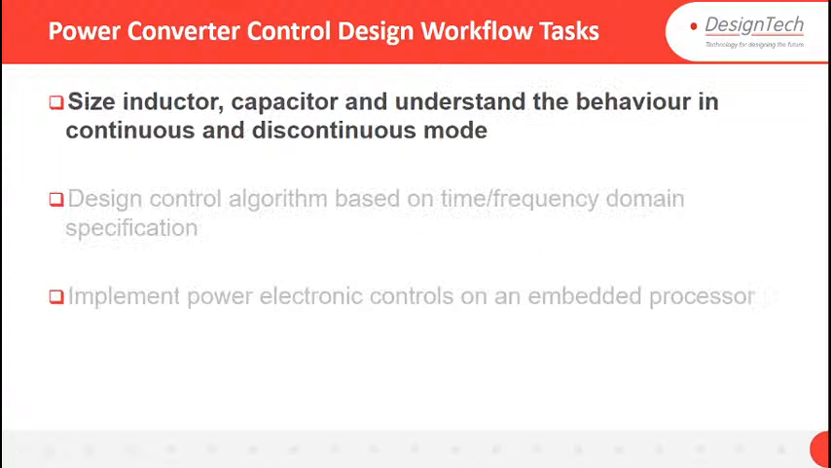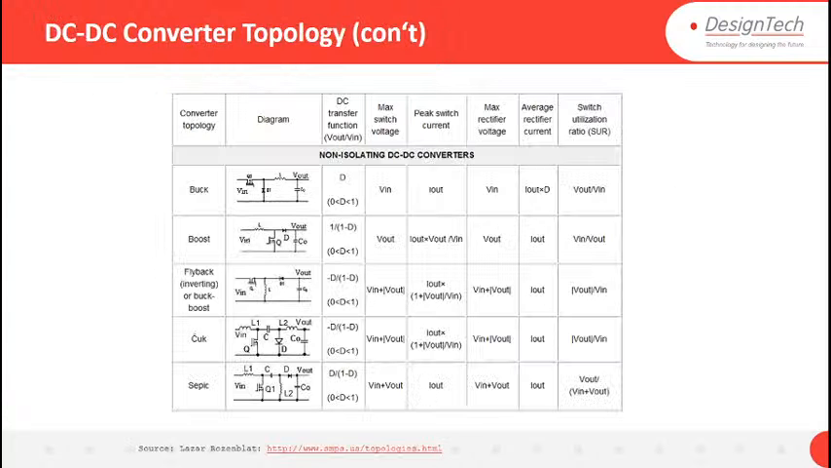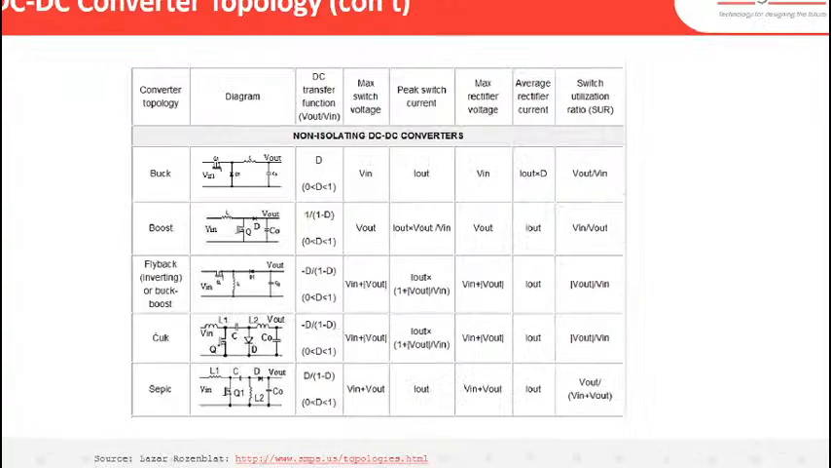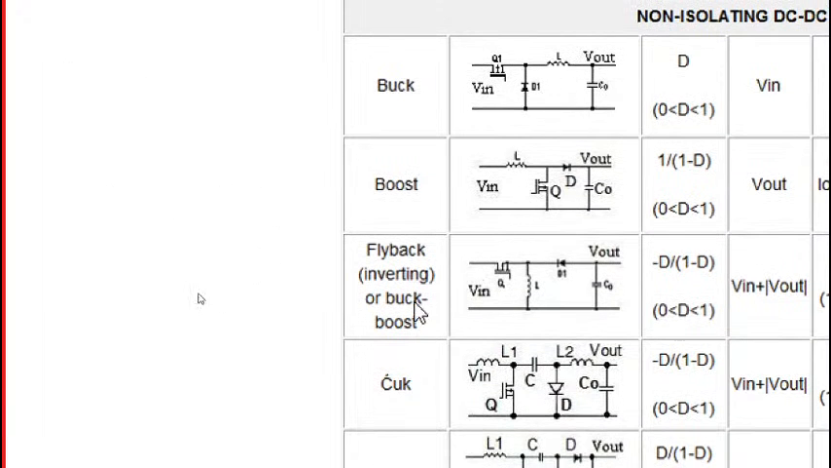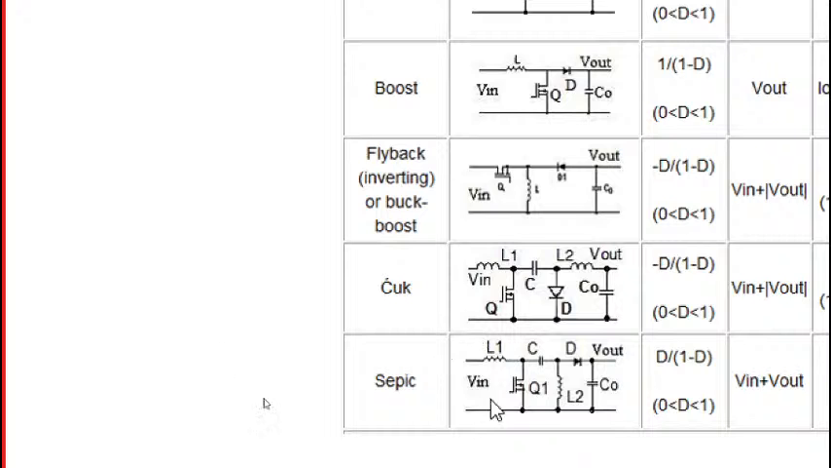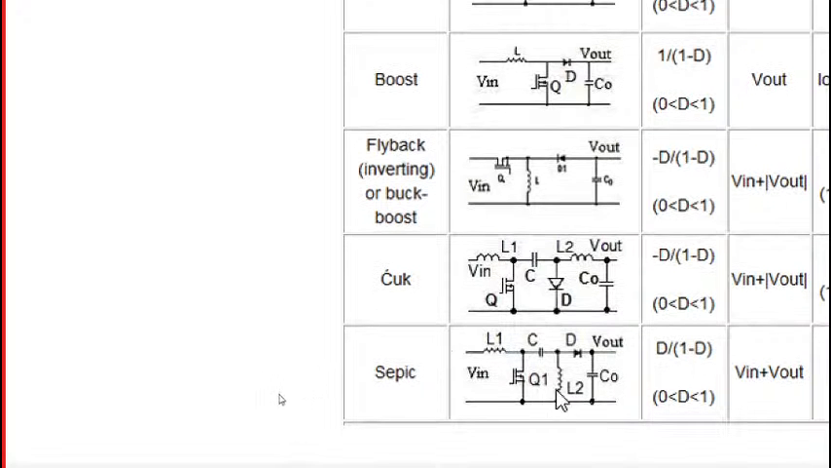So let's start from sizing the inductor and capacitor and understand the behavior in the continuous and discontinuous mode. These are the different kinds of DC converter topologies. I was talking about buck converters, which look like this. This is a boost converter. This is a flyback. Cuk converter. This is the SEPIC converter, on which we are going to do the analysis.